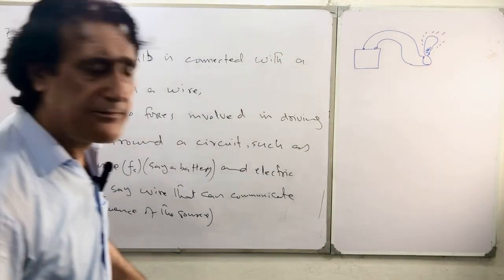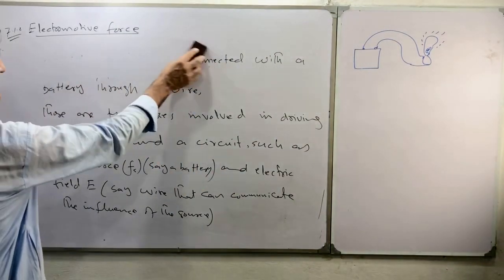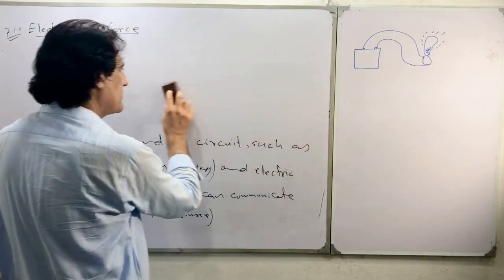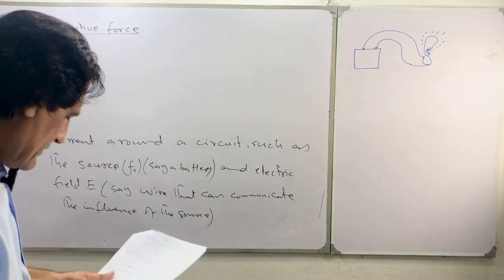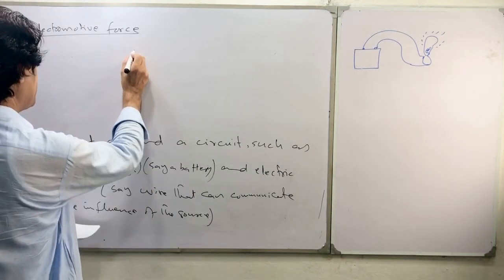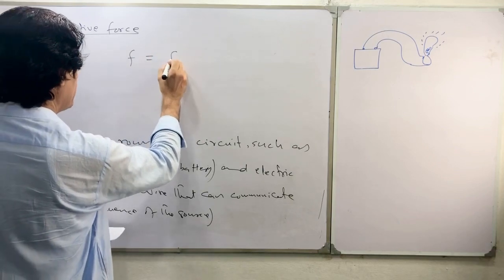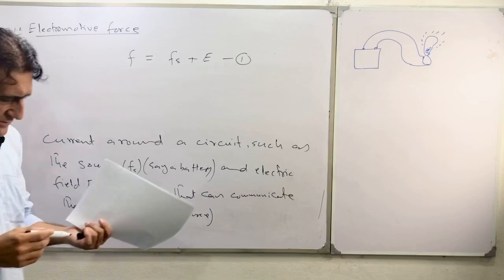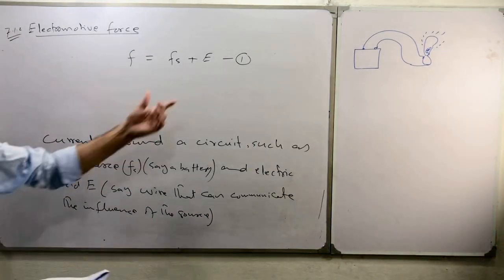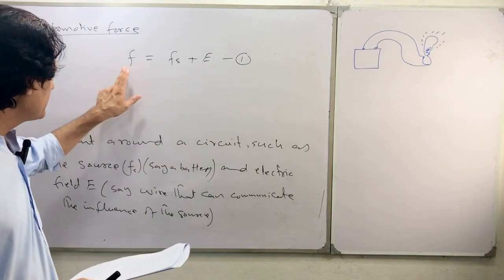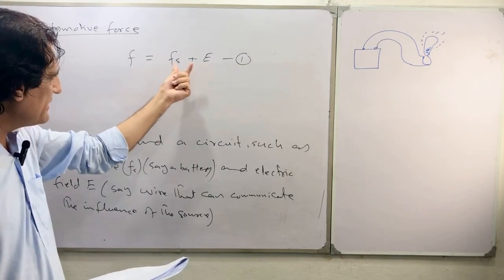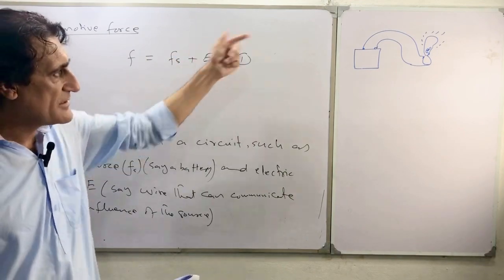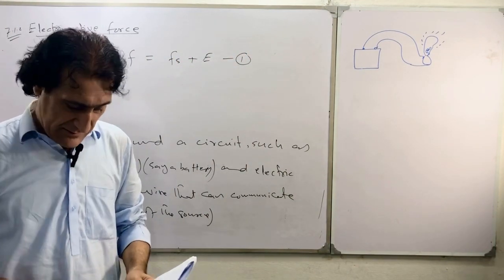So these two forces are involved in this process. Mathematically, we can write the total force involved here, the source force plus the electric field, as in equation 1. This is the total force, this is the force provided by the source, the battery, and this is the electric field in the wire. So the thing is clear.